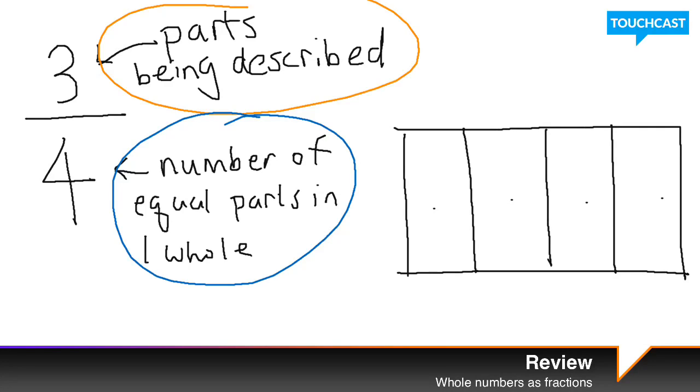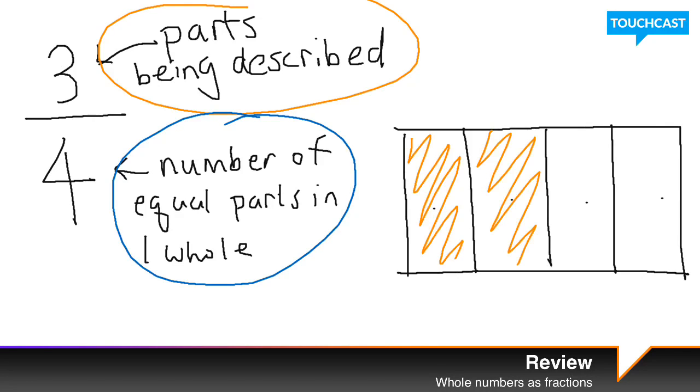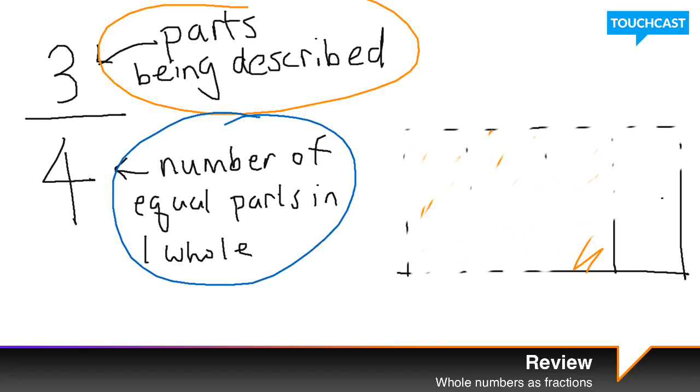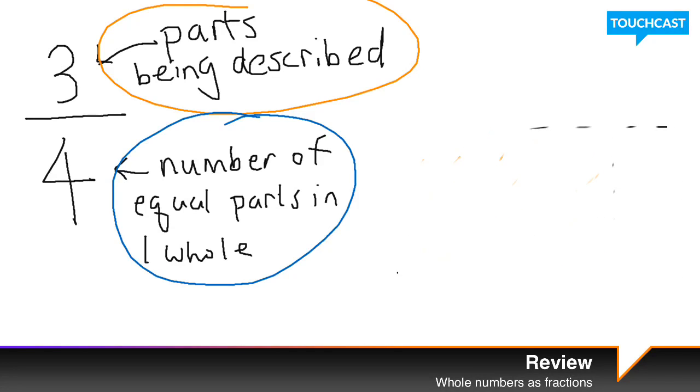But then my numerator tells me something different. That's the parts being described. 3 out of those 4 total parts. So let's shade in 3. 1, 2, 3. So now the same idea can take place with whole numbers. Now this eraser is not excellent, but we'll make it work. The same thing can apply for whole numbers. So let's take a look.